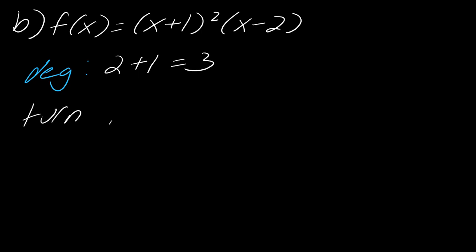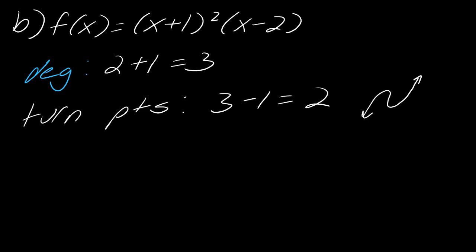So the maximum number of turning points would be 3 minus 1. So at most, this graph could do something like this. 1, 2 turning points. And then once again, I just kind of described the end behavior. So the end behavior in this case, since it's a degree 3 polynomial, and there's no negative in the front of this, is going to look like this, okay?